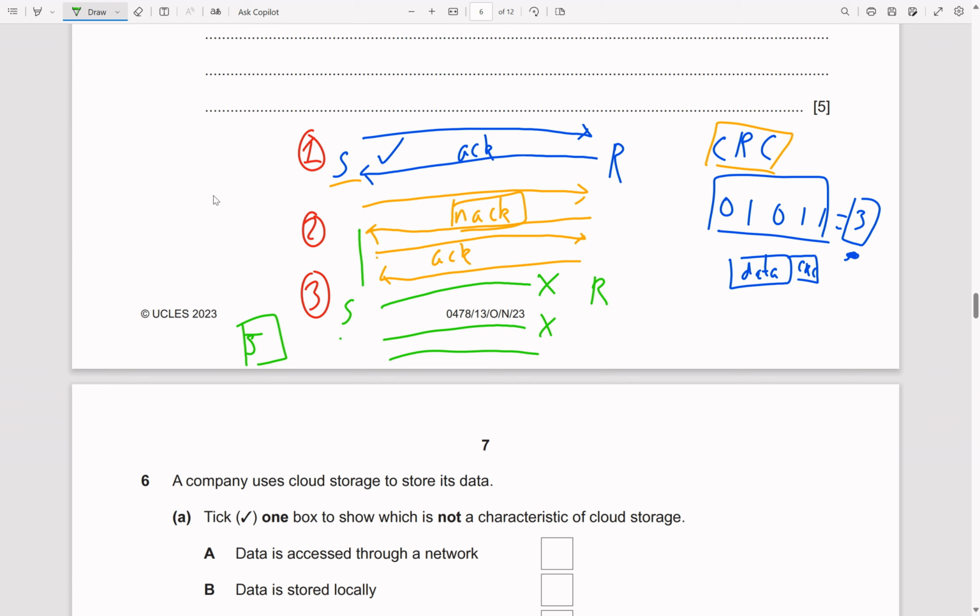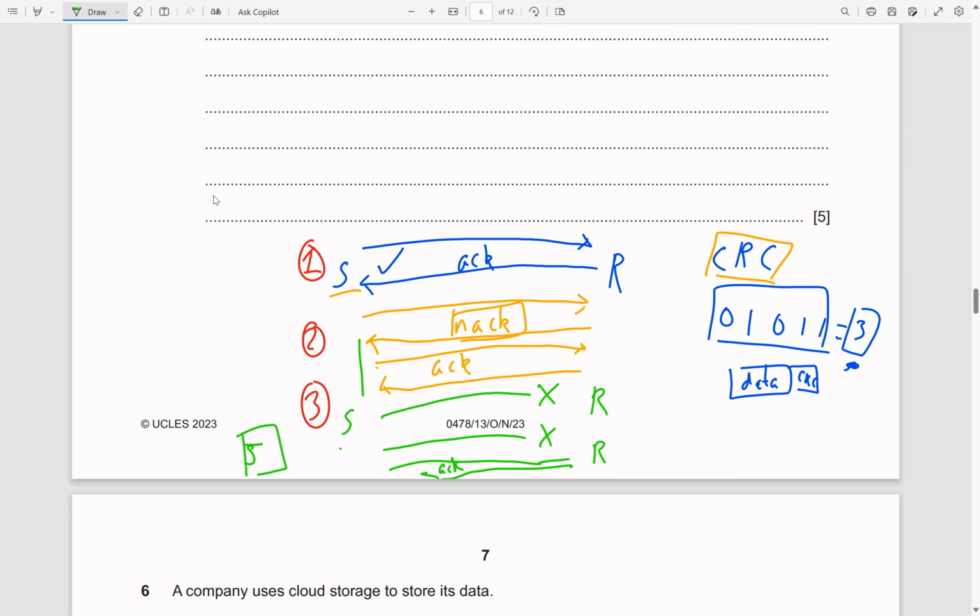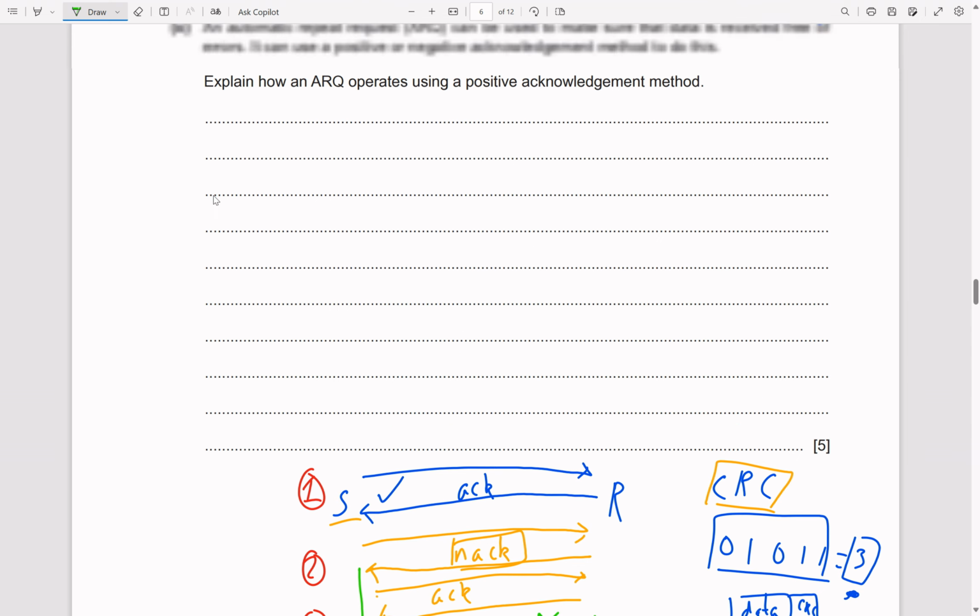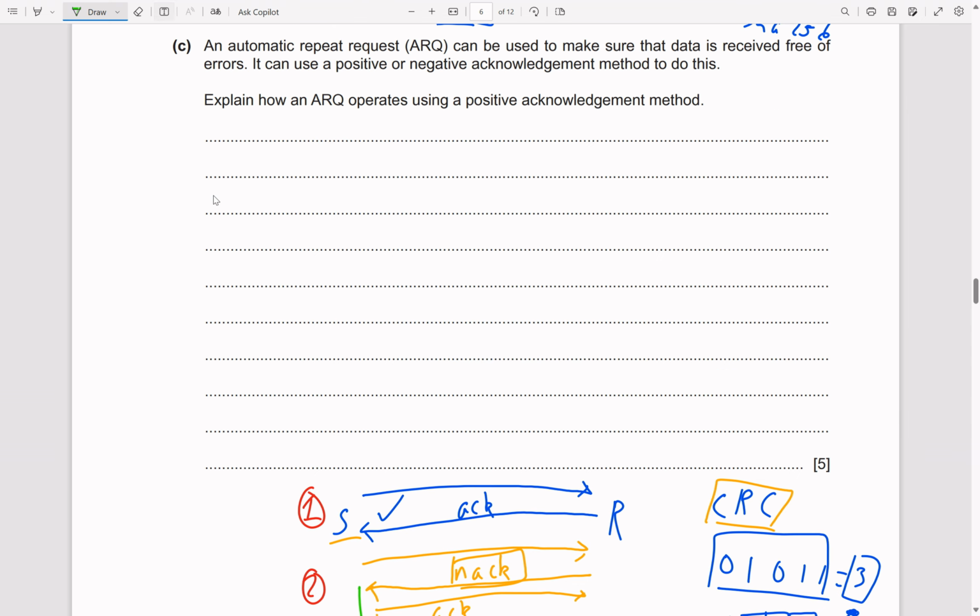And of course, let's say on this number 3, they do receive it. Then of course, again, they're just going to send back the positive acknowledgement. And obviously, here it's going to be successful. So I think we just want to describe this, and this is going to be 5 marks. And I think the difficult thing is always actually putting it into words.